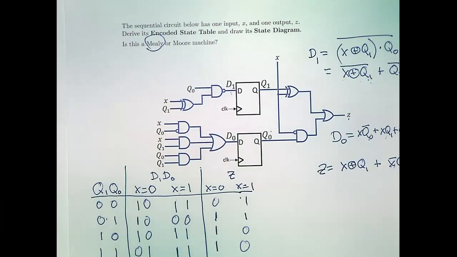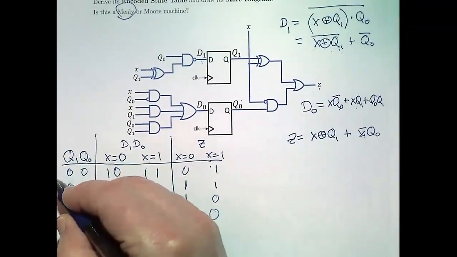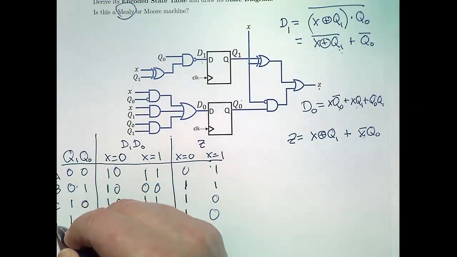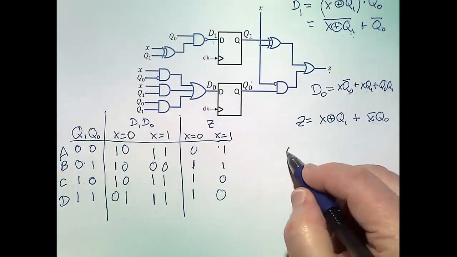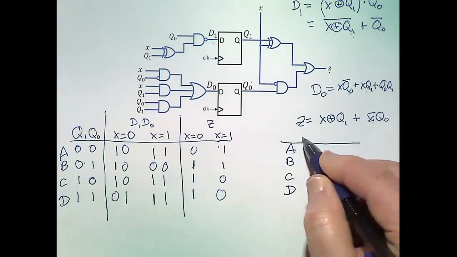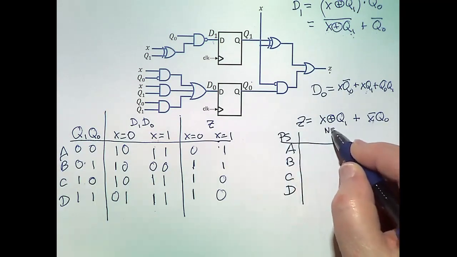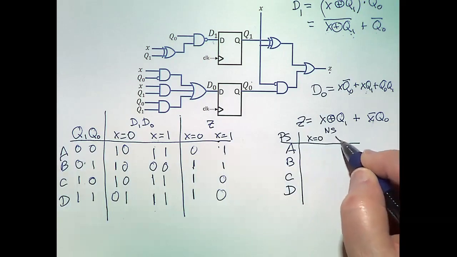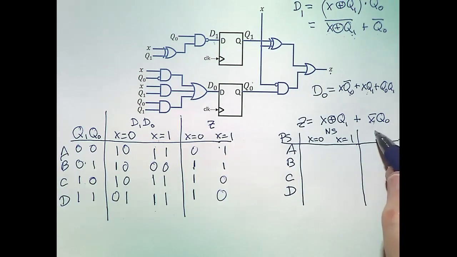Okay, all right, so from this, we can then make an encoded state table. I'm going to use the boring symbols, A, B, C, D, and our table becomes A, B, C, D. This is the present state. The next state then depends on whether X is 0 or 1.